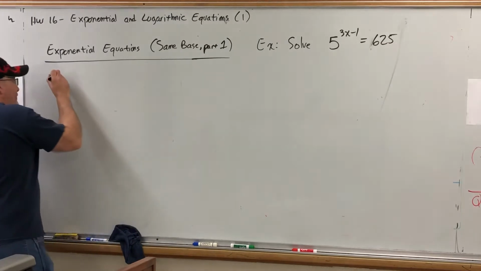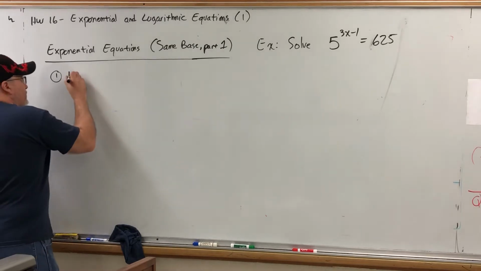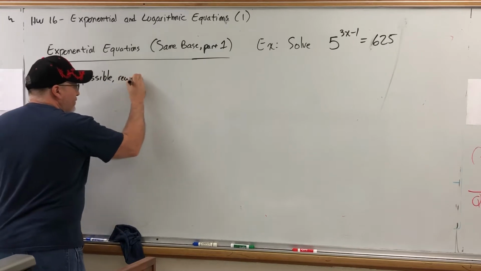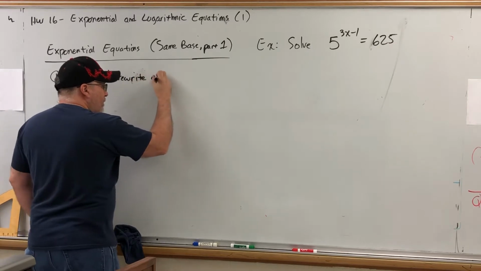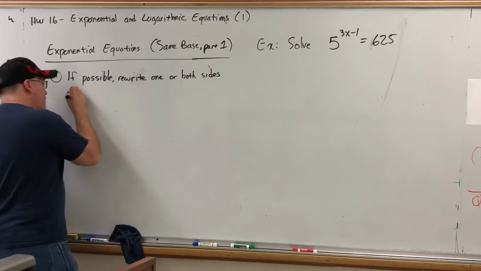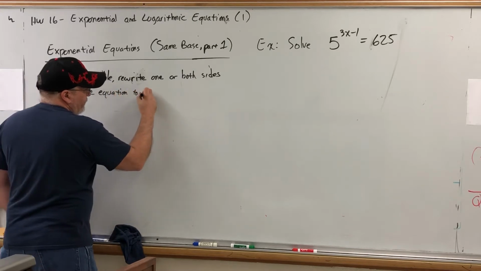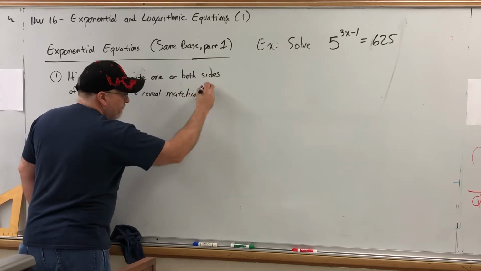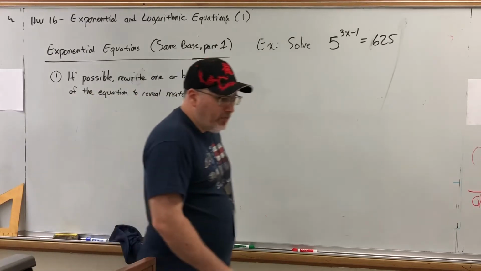So I'm going to give you some steps for how to solve exponential equations when you can use the same base. So step number 1, if possible, rewrite one or both sides of the equation to reveal matching bases. So in other words, both sides need to say the same number raised to different powers.